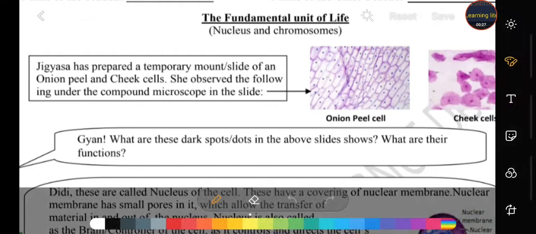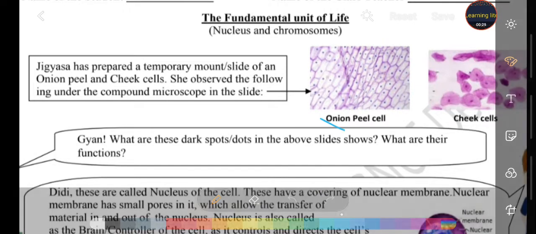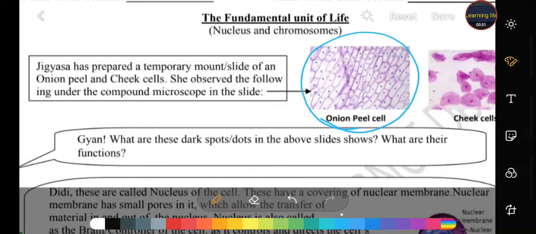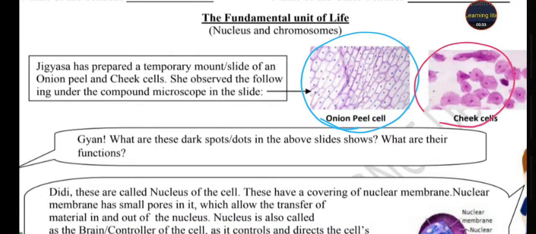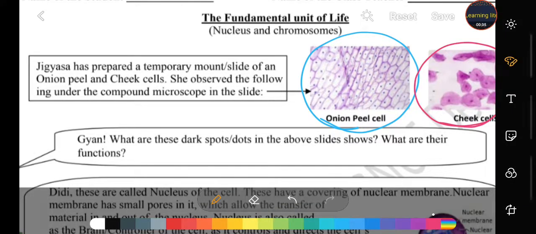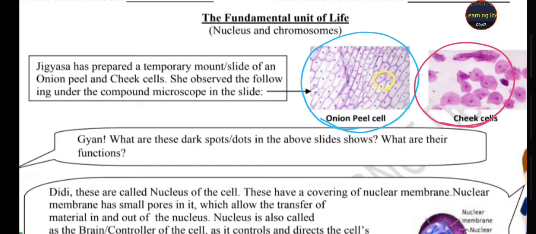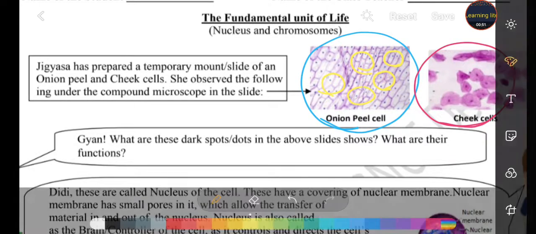You can see here, this is the diagram of an onion peel cell and this is the picture of our human cheek cells. Now Jigyasa asks a question to Gyan. Gyan, what are these dark spots in the above slide and what are their functions? Student, can you focus on that? There are dark points in each and every cell. Here also.